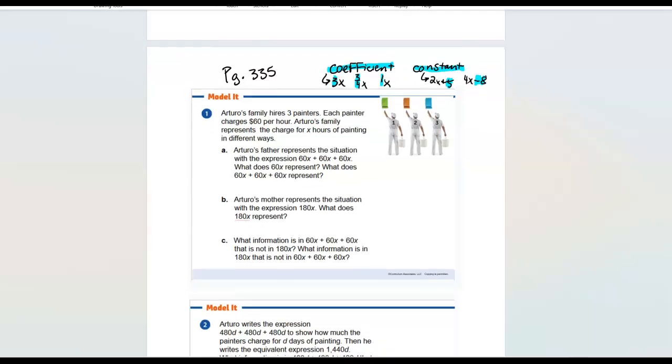Arturo and his family are hiring 3 painters, charging $60 per hour each. All right, Arturo's family represents the charge of painting in different ways. Arturo's dad says, hey, we're going to do 60x plus 60x plus 60x. We know that 60x represents the cost of just one painter. And then the entire expression, 60x plus 60x plus 60x, represents the cost of each painter.